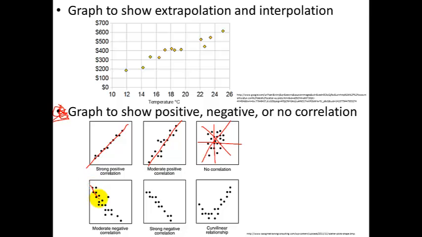The line that you would draw to show the pattern has a negative slope. This one has a negative slope as well, but you can see for this one the dots are closer to the line. Here we have some outliers that aren't really close.